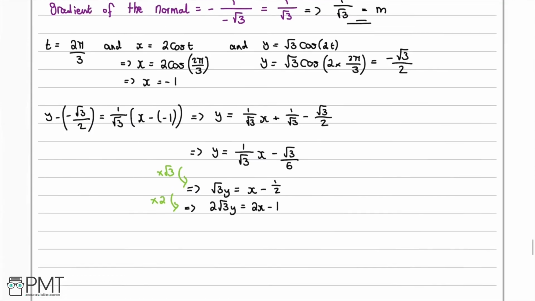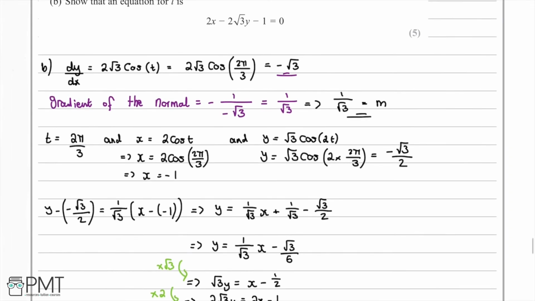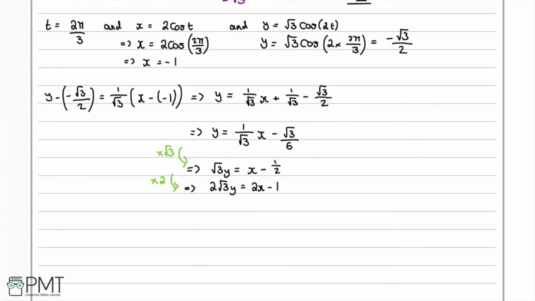So in looking back to our question, this is starting to look very familiar. We can just rearrange this ever so slightly, and we'll then have that 2x minus 2 root 3y minus 1 is equal to 0. And we've therefore completed the question and found the equation of the line L in the required form.